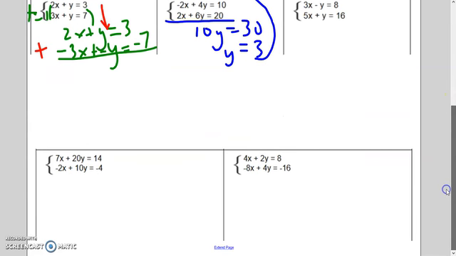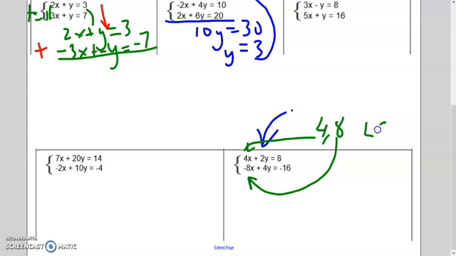Now, things can get a little bit more difficult when it's not so clear what you're going to do. So we have this example where if I line things up, 4 plus negative 8, things don't cancel, or 2 plus 4, things don't cancel. So I'd look at my 4 and my 8 here and find the least common multiple. And the least common multiple here is 8.